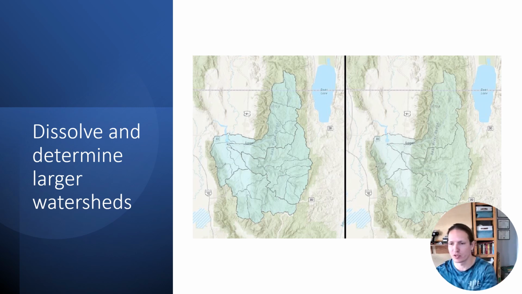In this first step, I'm dissolving these smaller watersheds into their larger watersheds. A lot of the time, you can find HUC 8, HUC 10, and things like that, so you may not need to do this step. But I chose to do this step because of how precipitation gauges were distributed in the area and where the three main streamflow gauges are at the bottom of these watersheds.